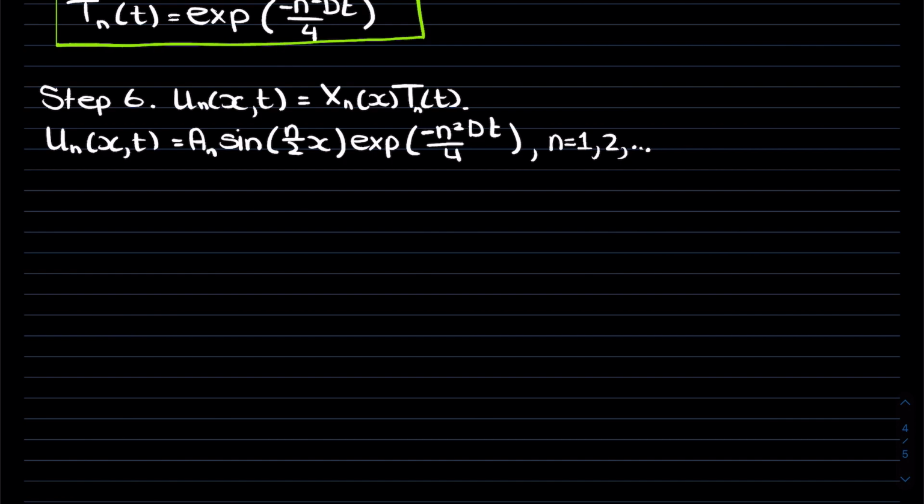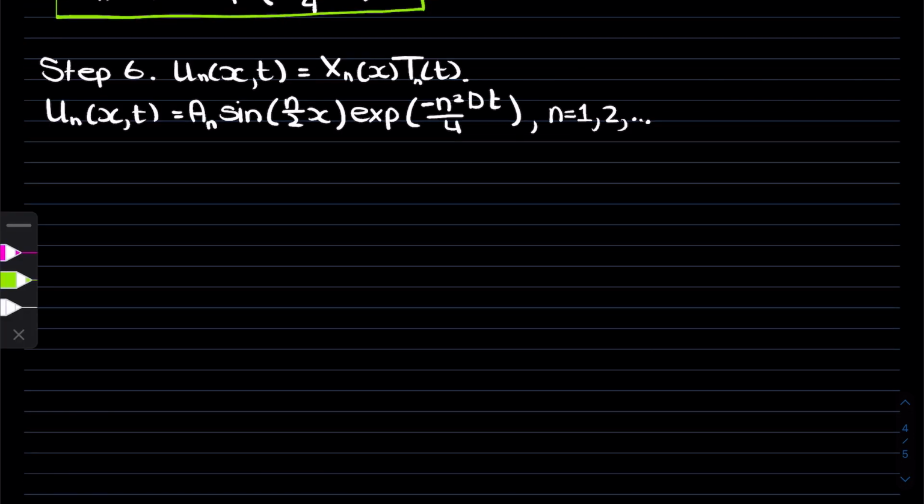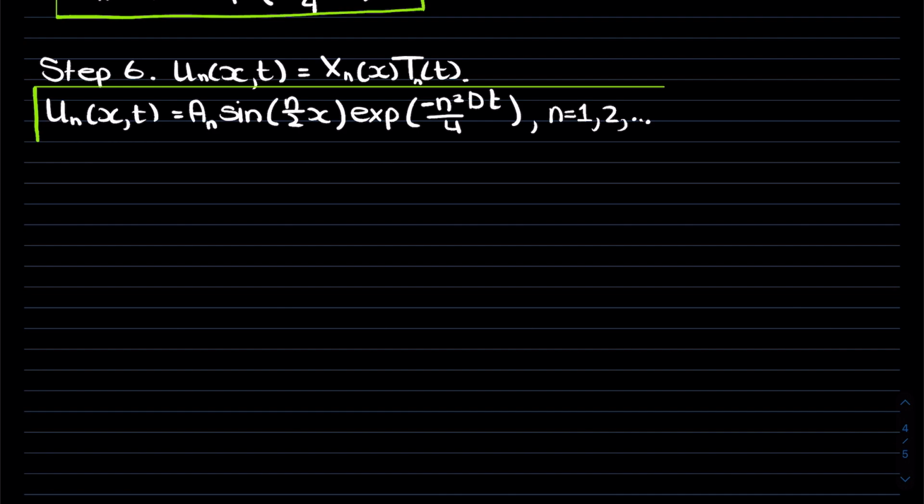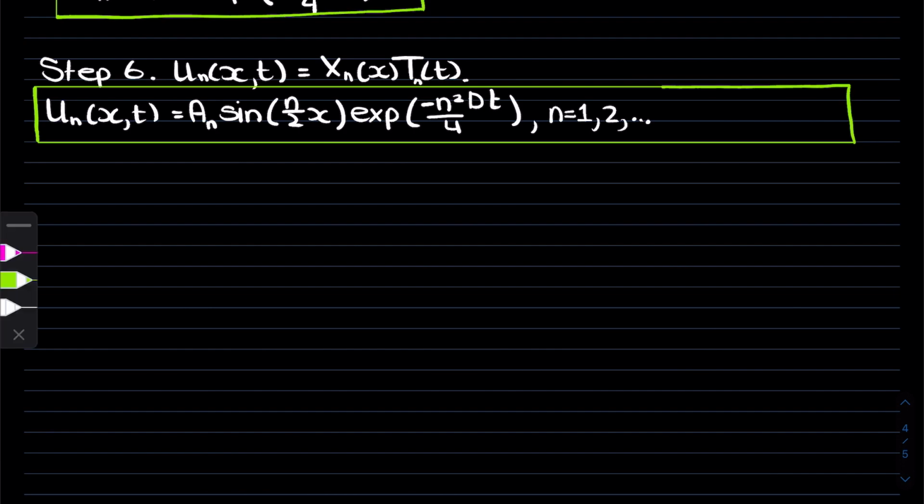And that is because if x of n and t of n are eigenfunctions, then any multiple of them are also eigenfunctions. So it's still correct if we put this constant in here. So I'm also going to put a green box around this because this, again, is something that is important. And you'll recall where a of n is some constant.